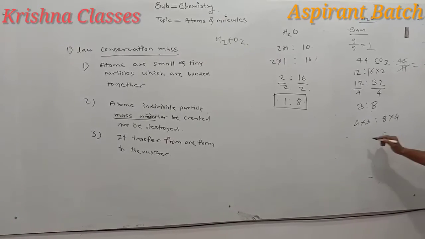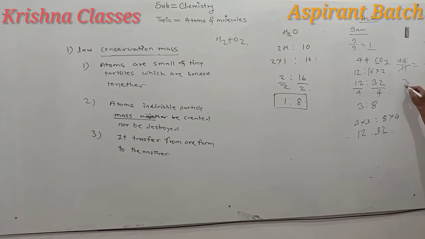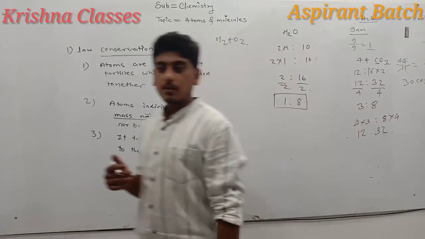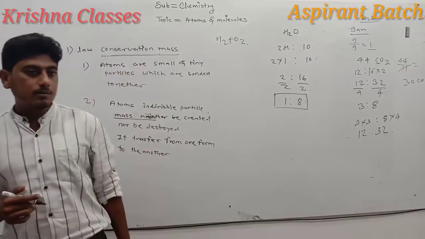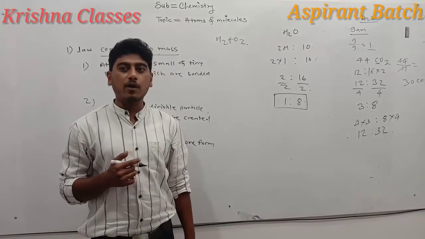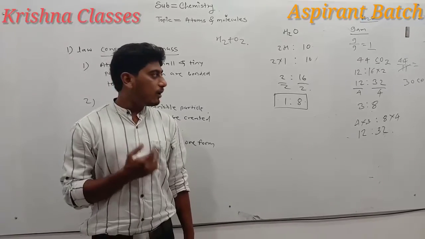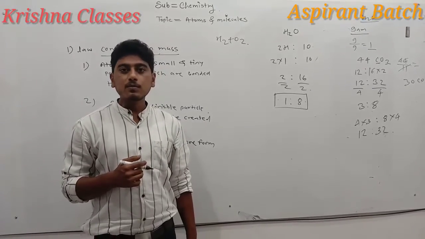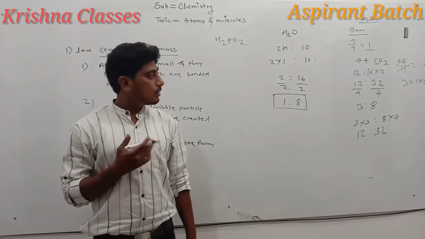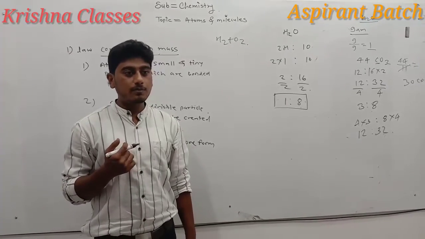Then what is the ratio? 12 is to 32. Suppose we take 30 gram of carbon dioxide. Then you have to find out the ratio of this mass. If we have 30 gram of carbon dioxide, then what will be the ratio? First of all, you have to remember there is no effect of the source of this carbon dioxide. Okay, let us find out.